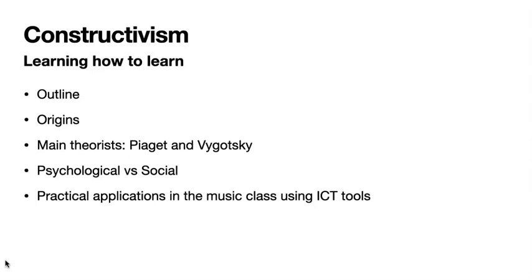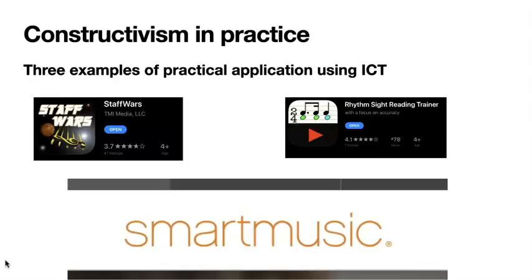Whereas psychological constructivism focuses on individual learners and how they construct their own knowledge, beliefs, and identity, social constructivism emphasizes the role of social and cultural factors in shaping learning. In the following examples, we'll examine learning through ICT tools and the relevance of theories of constructivism as students learn. So, now we'll look at the 3 ICT tools: Staff Wars, Rhythm Sight Reading Trainer, and Smart Music.